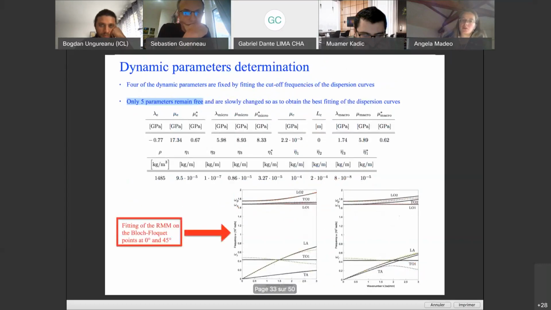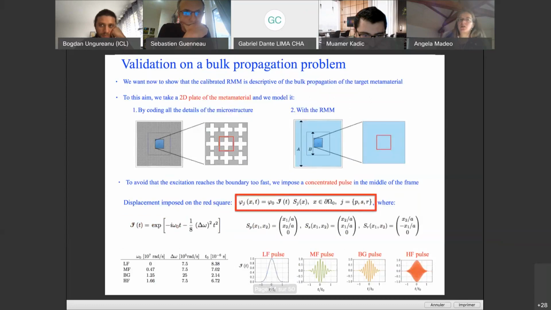So that was for the fitting procedure, and now I will just quickly go through the results for a few minutes. Once the model is fitted, we validate it on a bulk propagation problem. So we take a 2D plate. Here is the whole microstructure. Here we did the same with the micromorphic continuum. And we apply a pulse in the center.